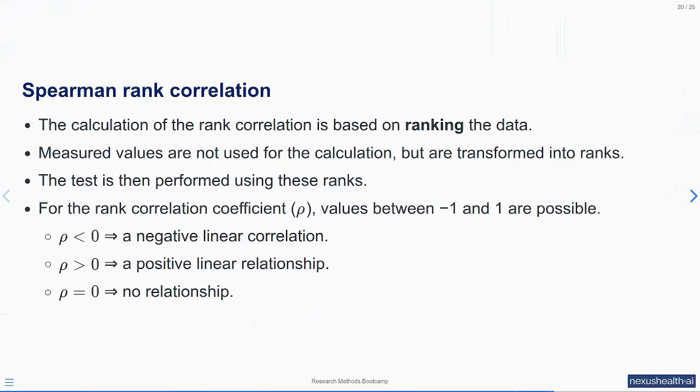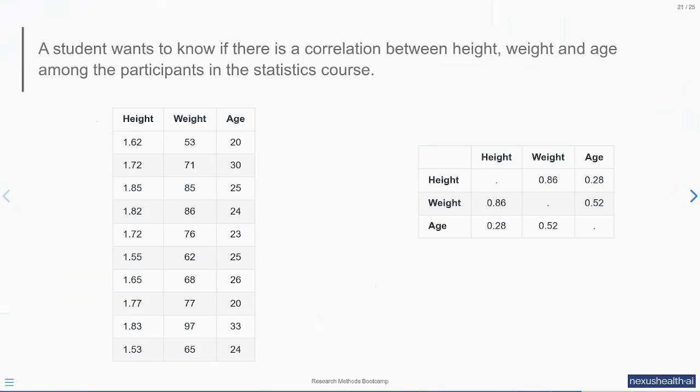The calculation is based on ranking the data. So measured values are not used for the calculation but are transformed into ranks, and the test is then performed using these ranks. For the rank correlation coefficient, values between -1 and 1 are possible. So it has the same interpretation as the Pearson's correlation. Where rho is less than 0, it's a negative linear correlation. When it's greater than 0, it's a positive linear correlation, and when it's 0, there's no relationship.